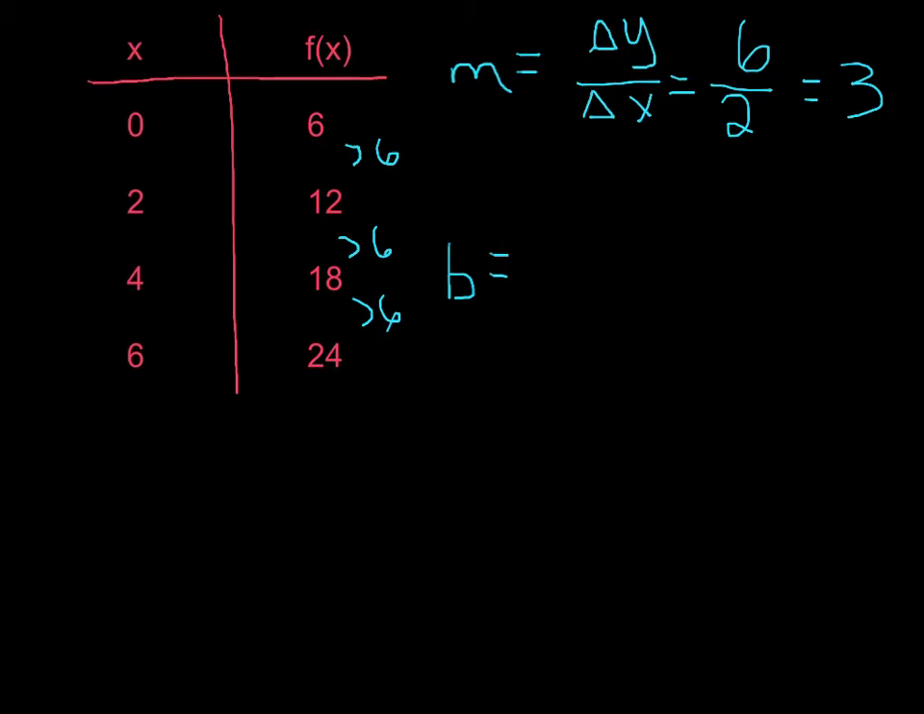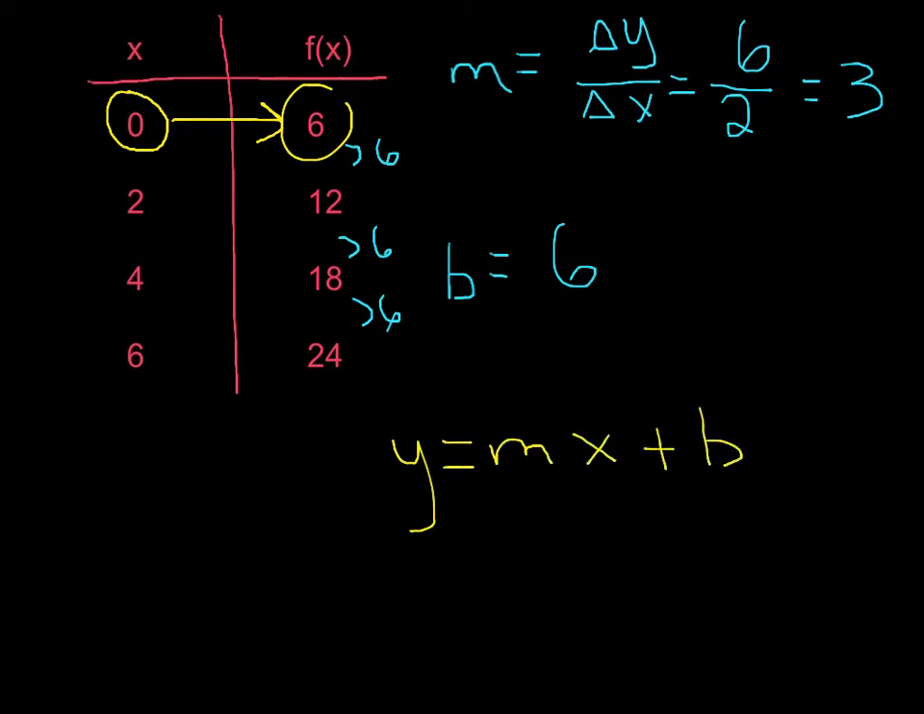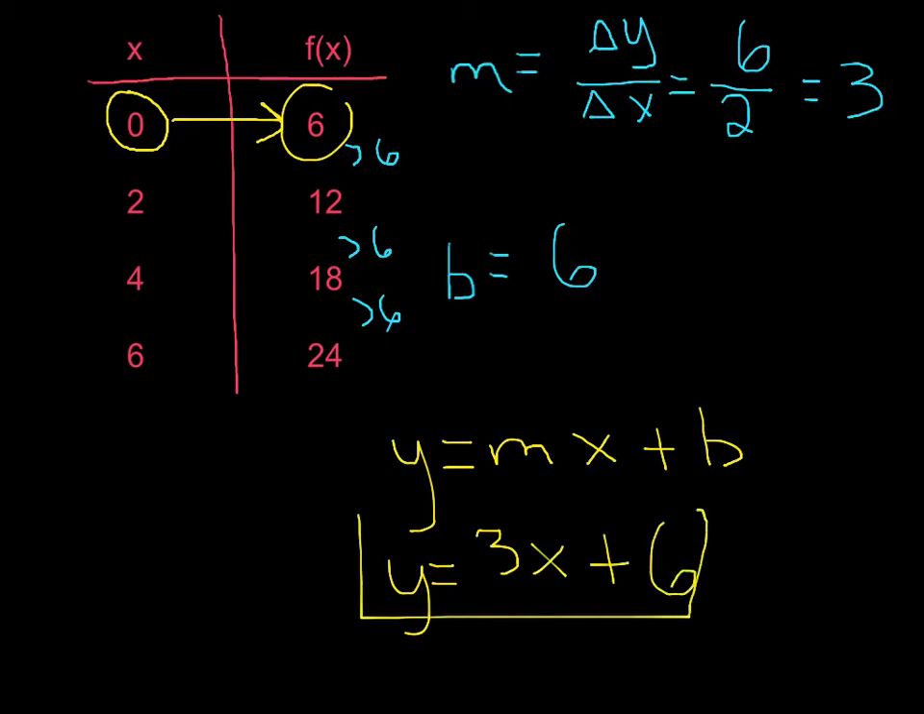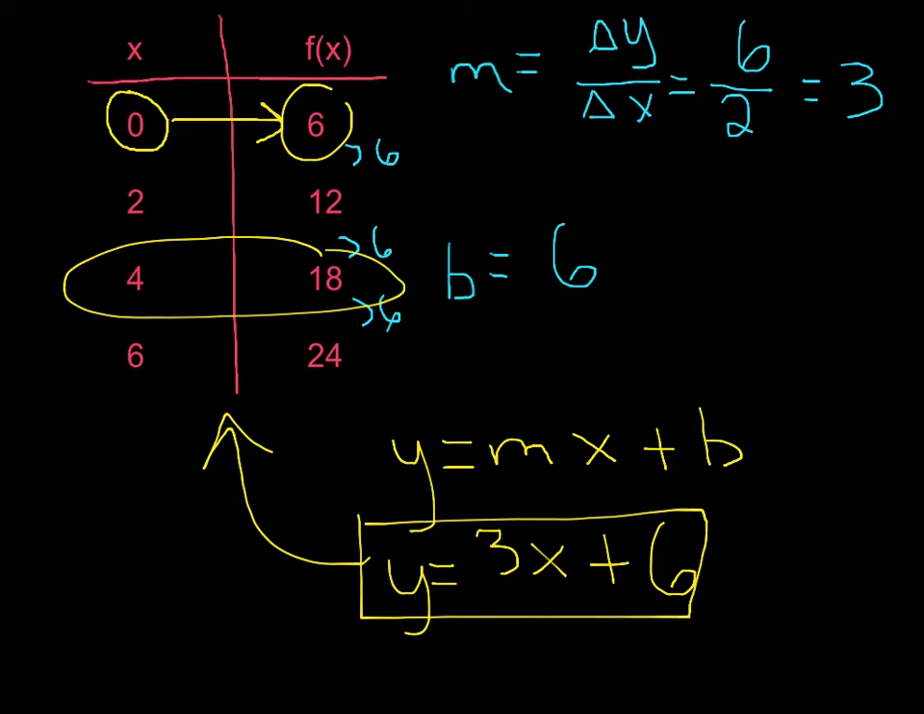And then b: remember you want to look for 0 in your input column, and whichever one corresponds to 0, that's your b value, 6. So b equals 6. Once you have your values of m and b, you just input them into the equation, y equals 3x plus 6. There's our function rule. And don't forget, after you write it, go back and check. Pick a random one. Let's say 4 and 18. Plug it in and see if it works. 3 times 4 is 12, and 12 plus 6 is 18. So it checked.